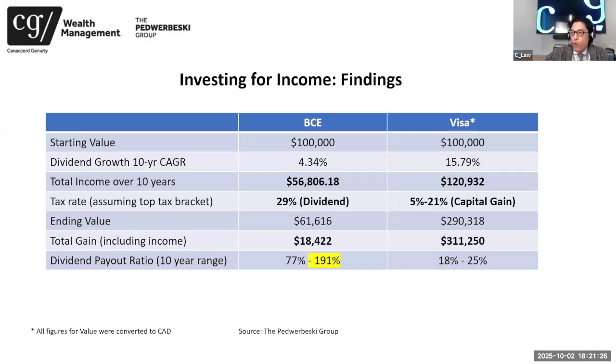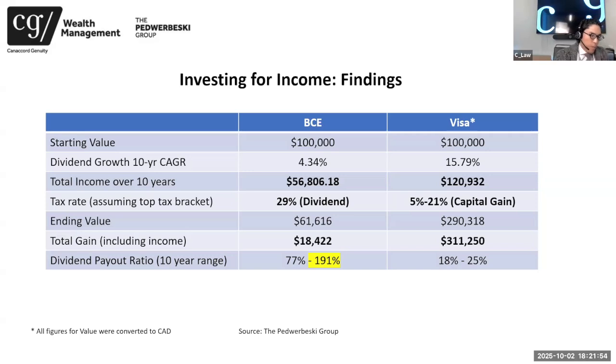So the ending value of both positions: for Bell Canada, we ended at 61,000. For Visa, it was 290,000. Over the 10-year period holding Bell Canada, your total return, including income, is about 18,400, whereas with Visa it was over 310,000. One thing that's very interesting to note is that the dividend payout ratio for Bell Canada was really high.